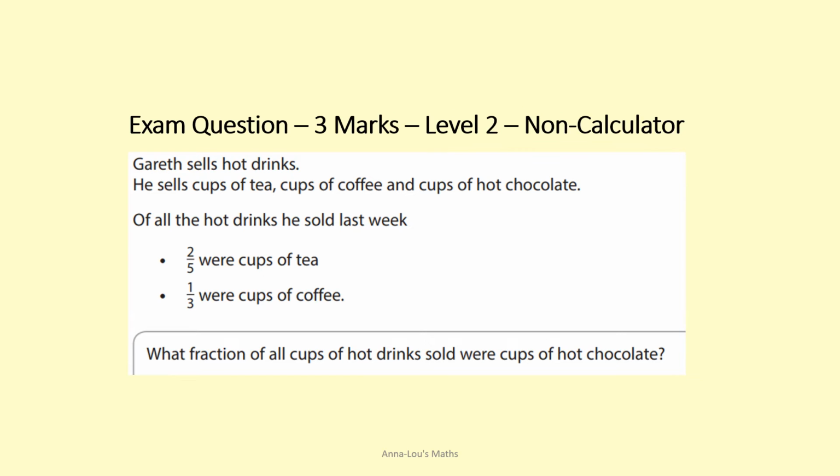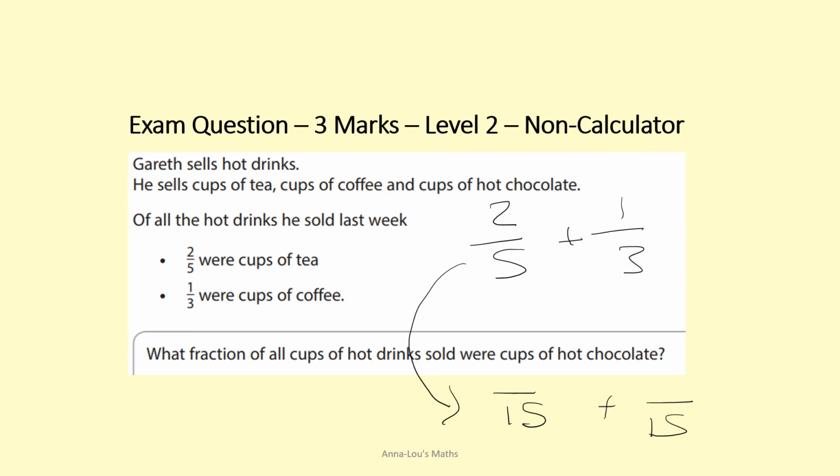So to work out the tea and the coffee, I need to add 2/5 to 1/3. So I need to do 2/5 plus 1/3 to work out his tea and his coffee. Now I can't add them because they're different denominators, so I'm going to need to turn them into equivalent fractions. So let's turn them into 15ths, because 5 times 3 is 15, so I know that number would work. So on this side, to turn a 5 into a 15, I've times it by 3. Whatever I do to the bottom, I do the same to the top.